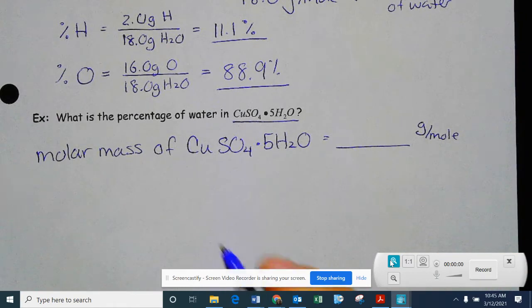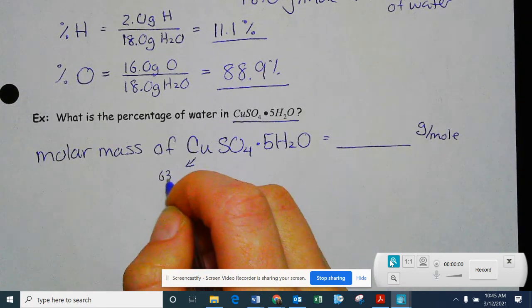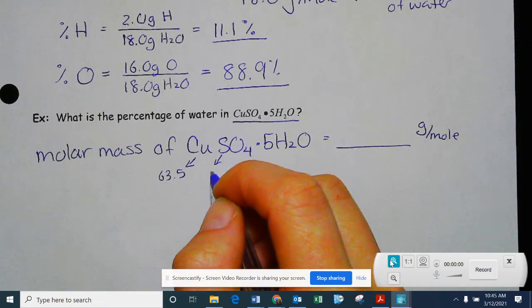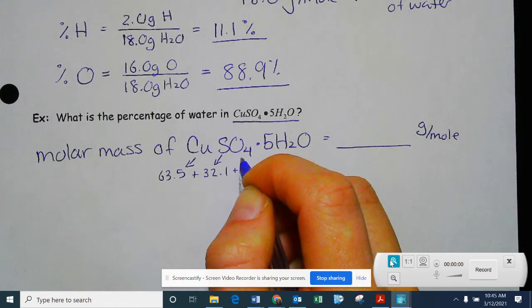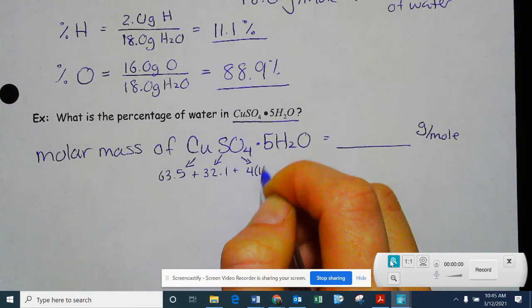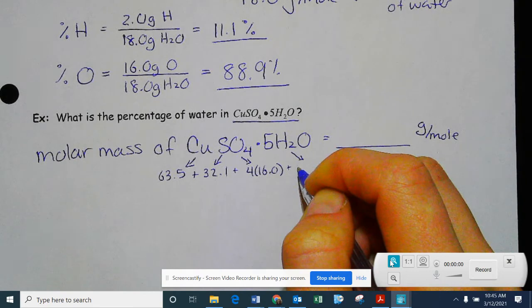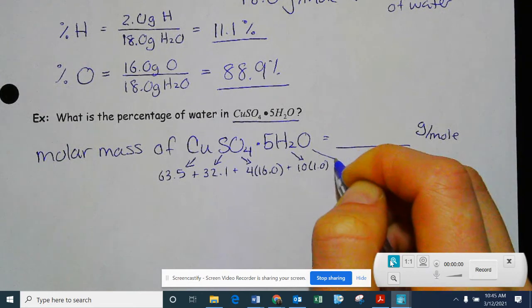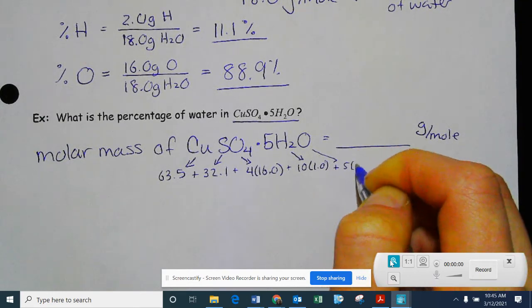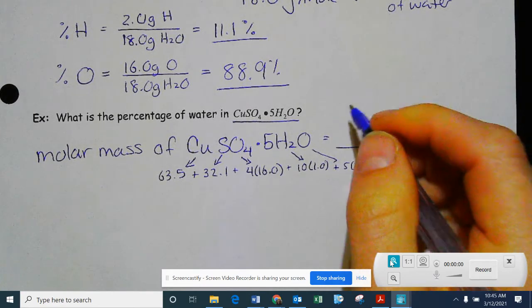All right, so what we've got: we have 1 copper. Copper has a molar mass of 63.5. We've got 1 sulfur, which has a mass of 32.1 grams per mole. We've got how many oxygens? Yep, 4. So 4 times 16. How many hydrogens do I have? 10 hydrogens. They've got a mass of 1.0. How many oxygens do I have? 5 oxygens. So when we add those all up, you should be getting 249.6.